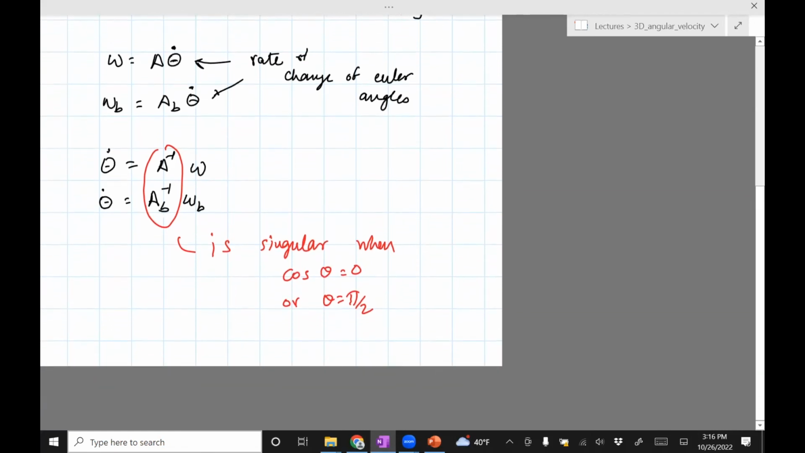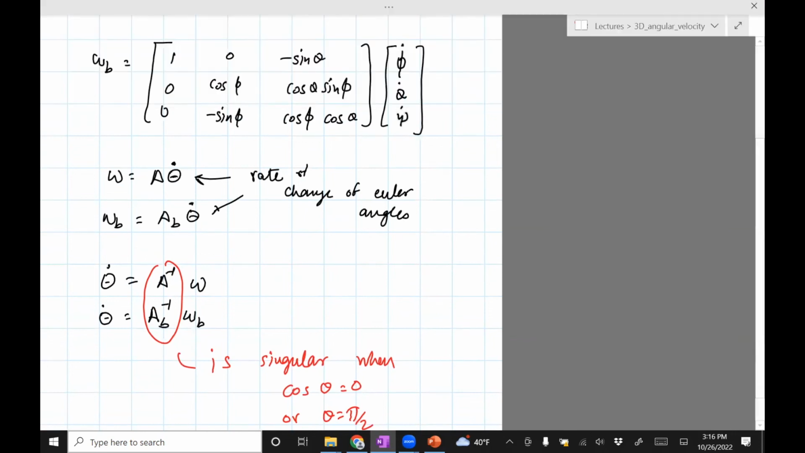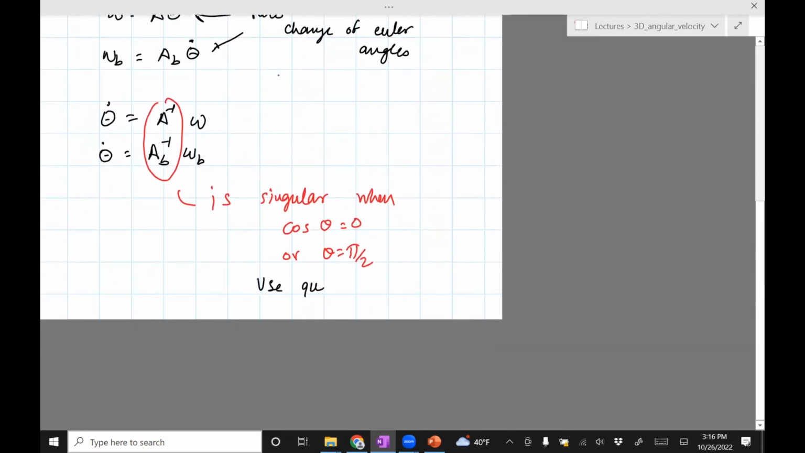What this means is that nothing bad is going to happen to the object. It's not like a singularity for the manipulator, which is a very bad configuration with infinite speeds. For the rigid body in this case, nothing bad happens physically, but your calculations will become messed up if you use A inverse when theta becomes 90 degrees. So in order to avoid that, you want to use what are known as quaternions to avoid singularities.